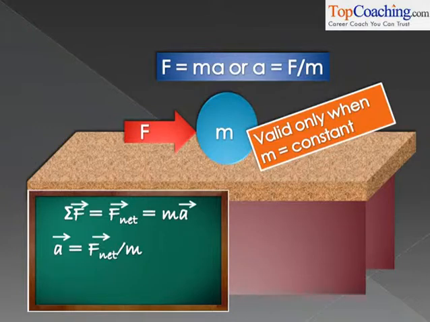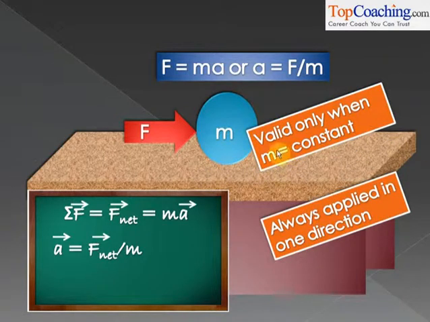Why is this so? Why is F equal to ma only applicable when mass is constant? Well, we'll learn about all these details in future chapters. But for now, only remember that the mass of the body on which you are applying F equal to ma must be constant. Understood? Another important thing is that F equal to ma is generally applied in one single direction.